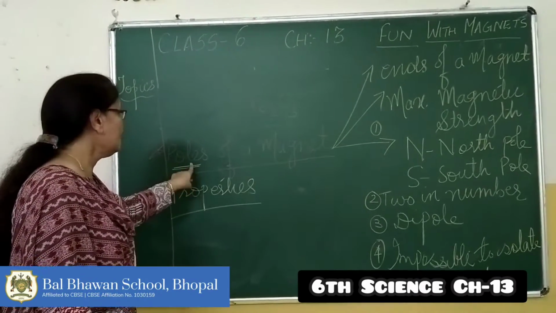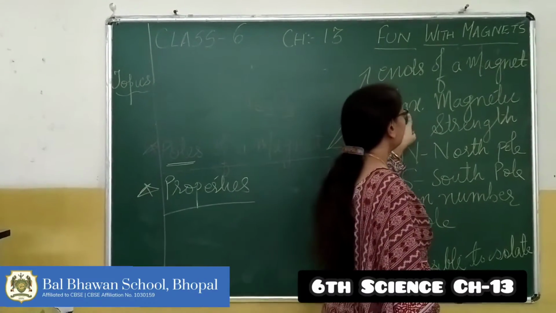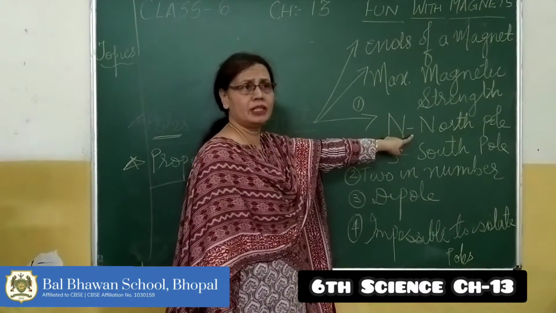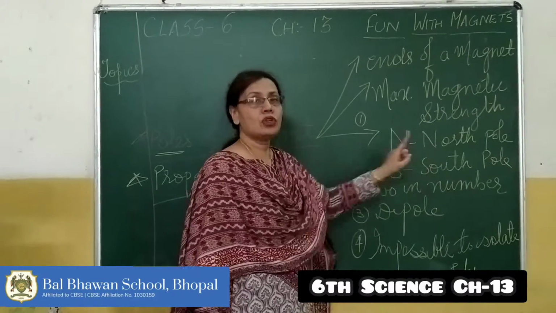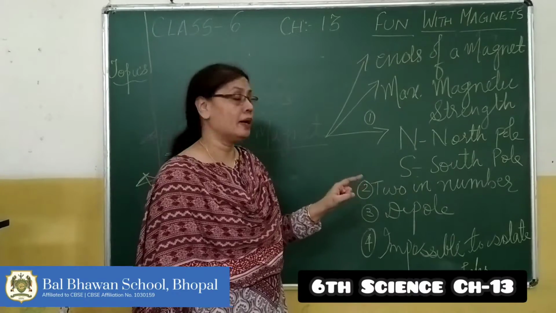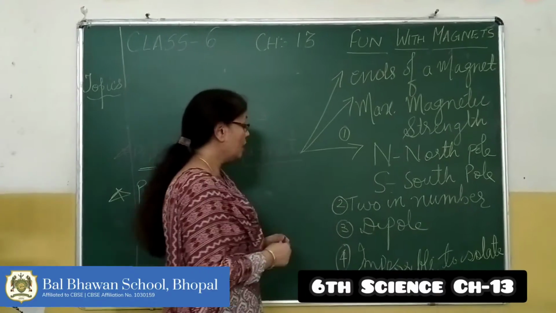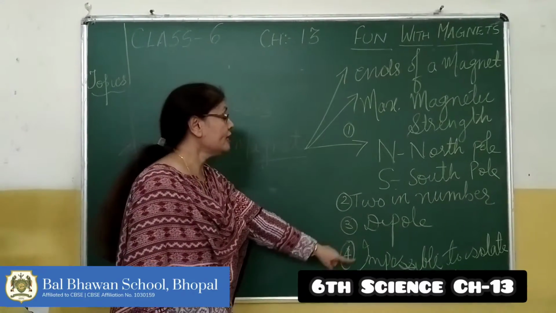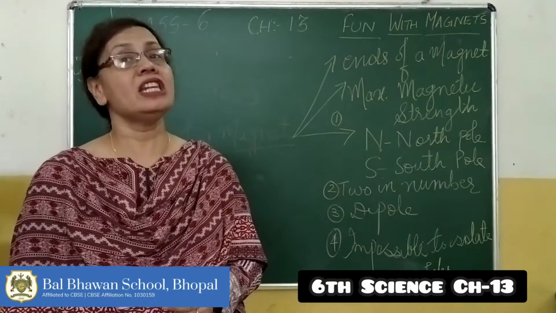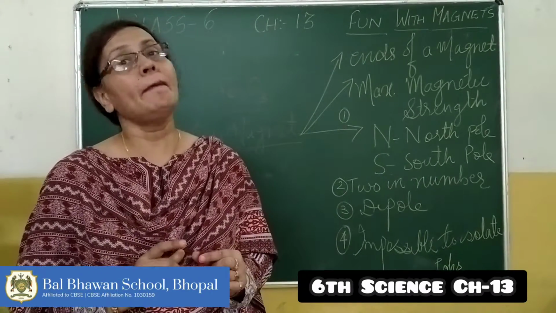Coming to the definition again, what are the poles of a magnet? The two ends of a magnet where magnetic strength is found. How do we denote them? By two capital letters, N for North Pole, S for South Pole. These are two in number, that means poles are in pairs. Since there are two poles, we call it dipole. Di stands for two. It is impossible to get a magnet which has only one pole. That means these poles can never be isolated. They are always present in pairs.